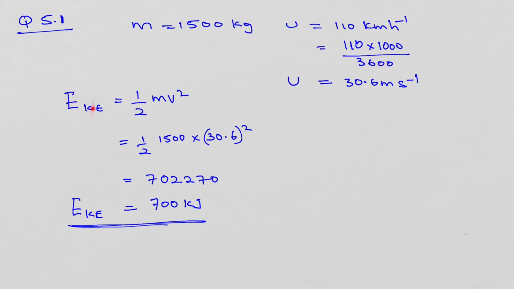So the kinetic energy is a half mv squared: a half times 1500, the mass, and the velocity, which is 30.6, squared. When you solve that, you get the kinetic energy to be 700 kilojoules.